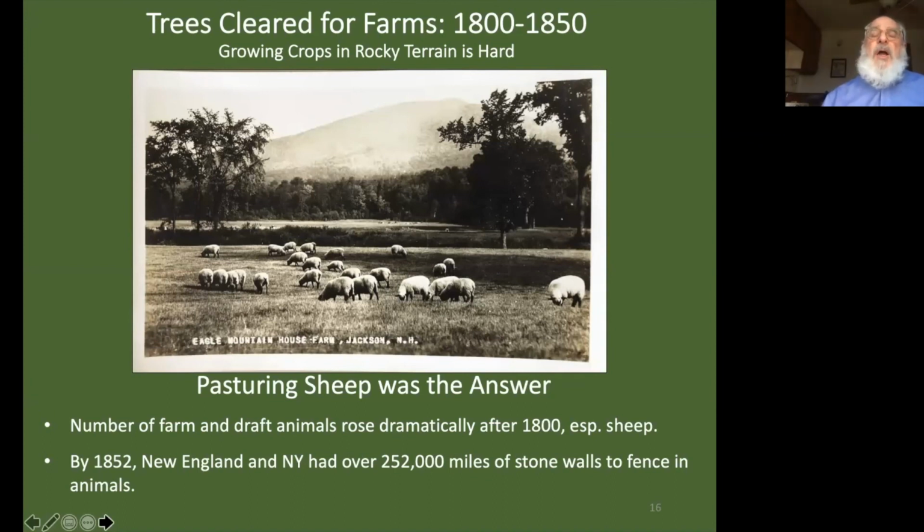Well, at the same time logging was going on, there was certainly an attempt to clear the land for agriculture. But the problem is that, as I say, growing crops in rocky terrain is hard. And so New England was really not prime farmland for the developing country, for supporting all the cities that were arising. So in this area, and I wish there was data, but I have not been able to find it. But generally speaking, in New England, pasturing sheep was the answer in the rocky terrain.